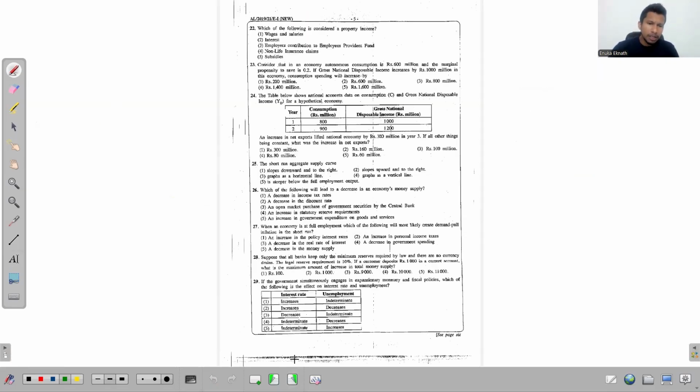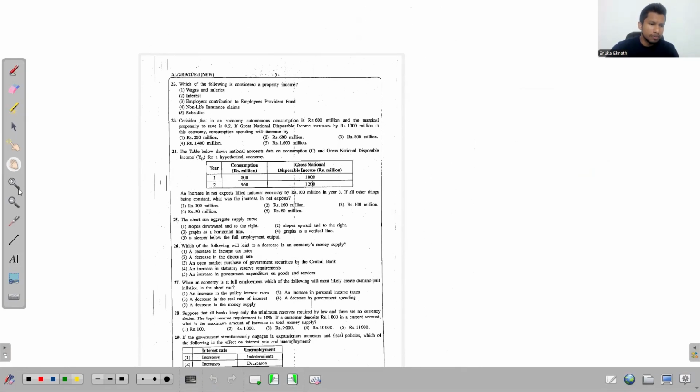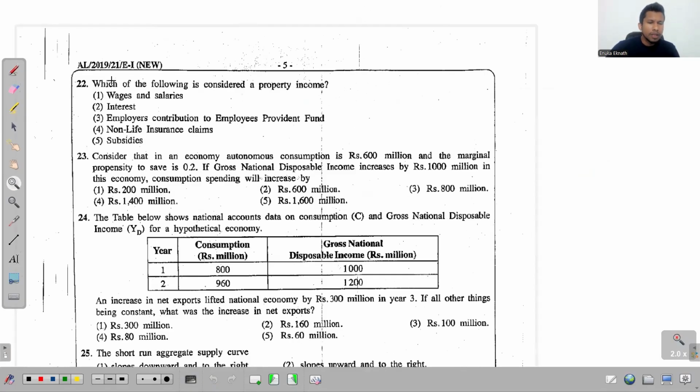Right, now look at this question 22. There it says, which one of the following is considered a property income? So when you hear this word property, what comes to your mind?